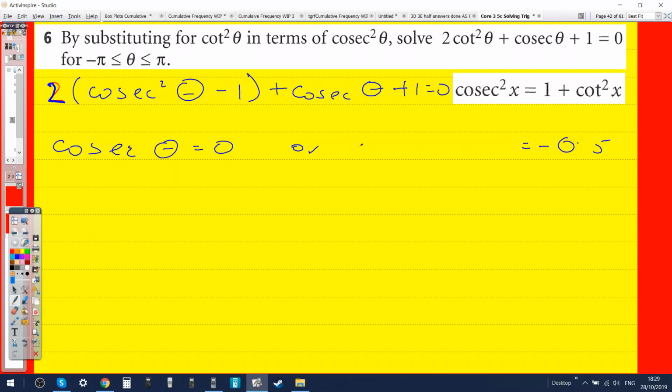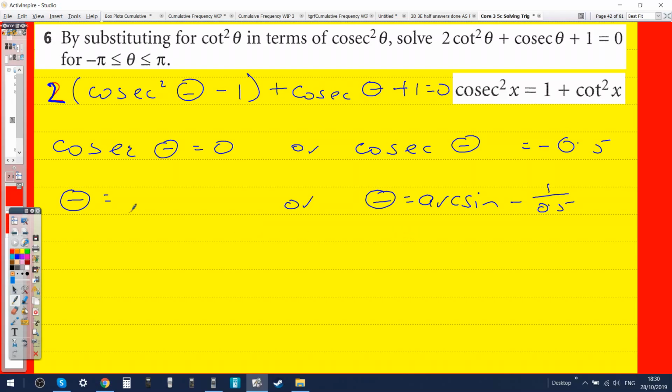So you solve it, which is inverse sine of 1 over 0, which is still 0, or 1 over minus 0.5. And the first one gives you 0.